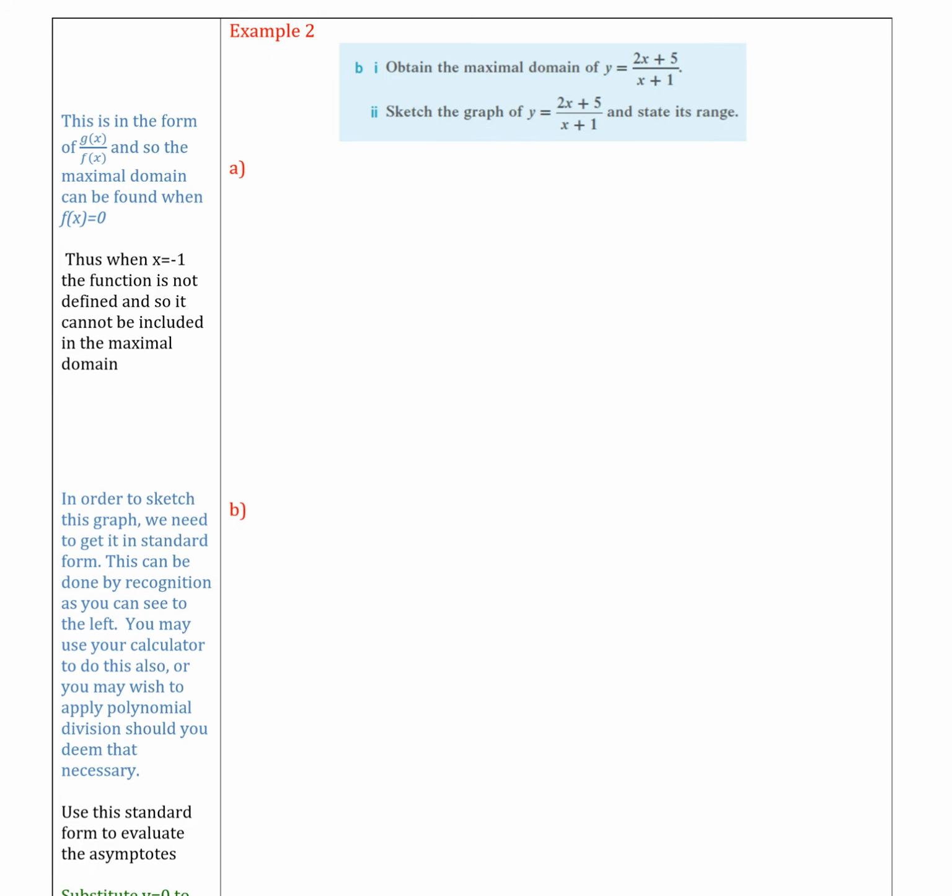Now that's all well and good when we're given something in standard form. But what happens if we're asked to obtain the maximal domain of this function here, which is not in standard form? Well, the domain is actually still going to be found in the same way. If I had y equals some function, in this case 2x plus 5, divided by another function, in this case x plus 1, it has to be true that x plus 1 can't be equal to 0. That is, it has to be true that the bottom function can't be equal to 0.